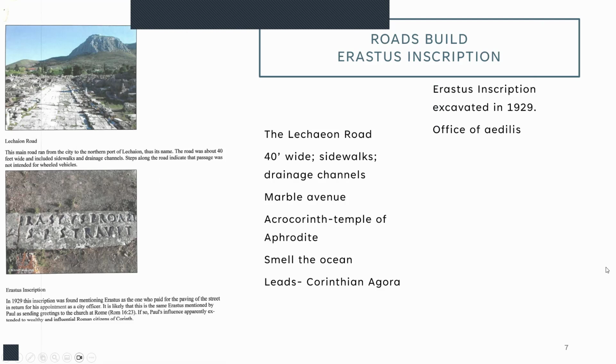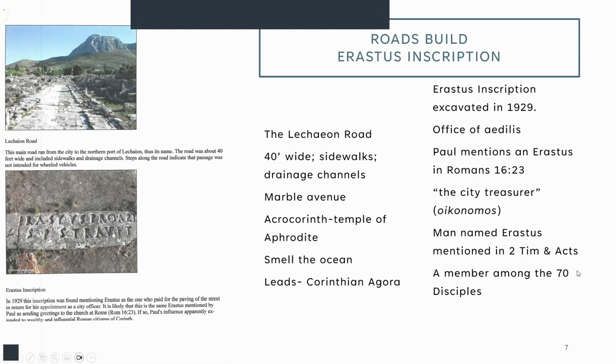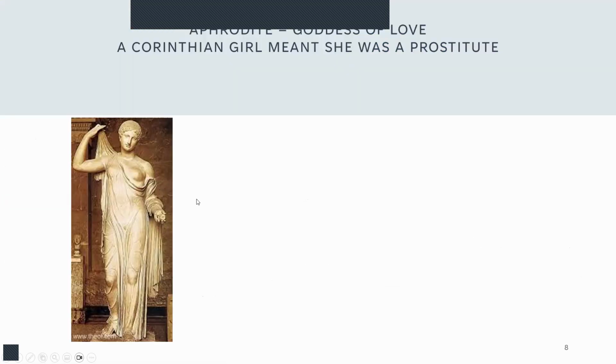There's an inscription that was found in 1929, mentioning the office of the aediles. Paul mentions these different people, so this kind of verifies that there was a city treasurer. There was a man named Erastus mentioned in 2 Timothy and Acts. And there was also a guy among the 70 disciples named Erastus. Thus, the pavement stone is historical proof of the Bible's mention in 1 Corinthians.